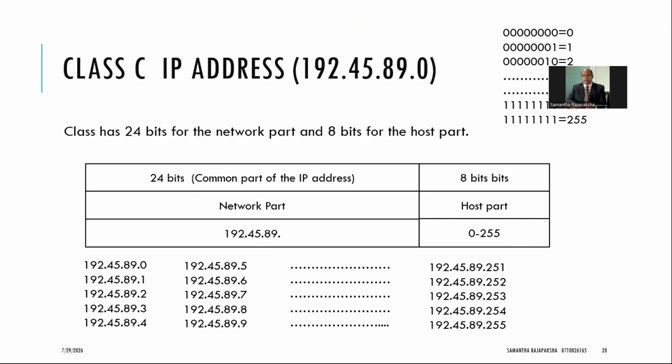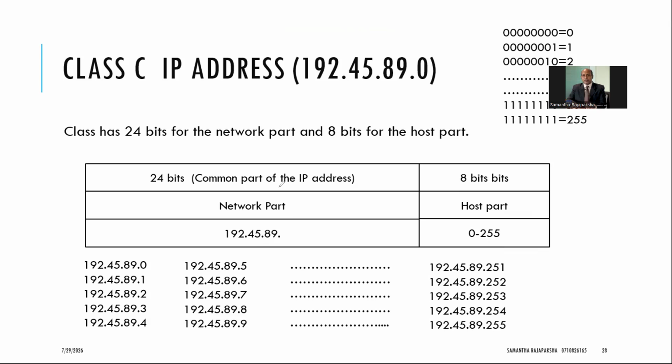Now let's go to each class. We know that in a class C IP, 24 bits are for the network and 8 bits for the host. So remember, this network part is common. It is similar to landline phone numbers. We know that all Colombo area numbers will start with 011, Panadura area 038. It is common, it is not changing. Similarly, in an IP address also, the network part is common, it doesn't change. What is changing? Only the host part.